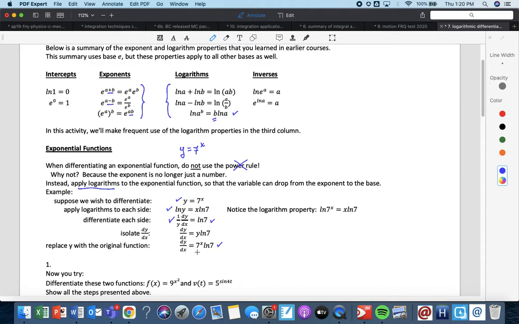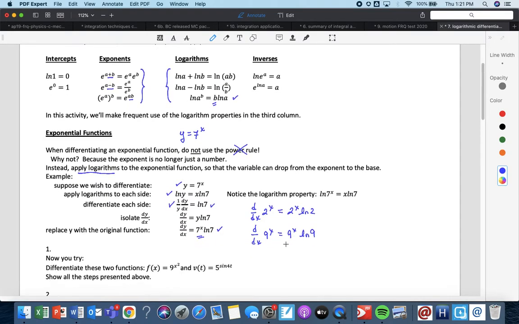So we get back the function we began with, but we have to multiply by the natural log of the base we're using. And if we had done this same problem, but with 2 to the x instead, we would have gotten 2 to the x ln 2. If we had done the derivative of 9 to the x, we would have gotten 9 to the x ln 9. So you can really take derivatives of exponential functions in any base.